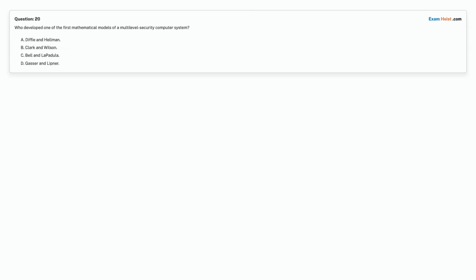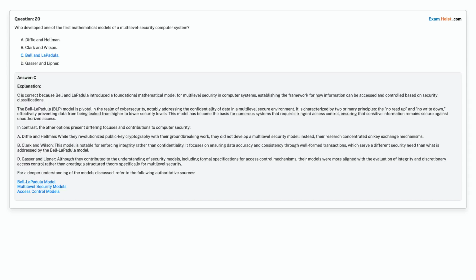Question 20. Who developed one of the first mathematical models of a multi-level security computer system? Option A. Diffie and Hellman. Option B. Clark and Wilson. Option C. Bell and LaPadula. Option D. Gasser and Leapner. Choose the correct answer. Correct answer is option C, Bell and LaPadula.